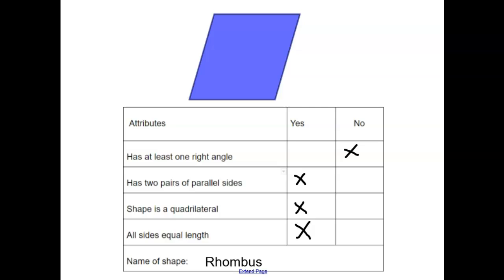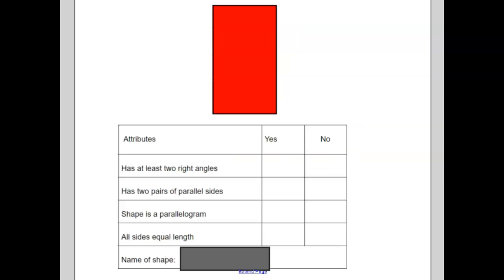I'm going to use my quadrilateral vocabulary sheet to check. Yes, a rhombus is a polygon that has four sides. It's a quadrilateral, it's a parallelogram, and all of the sides are an equal length. Let's do another one together, third graders. Okay, so we're going to look at this shape, and we're going to decide the attributes that this shape has.